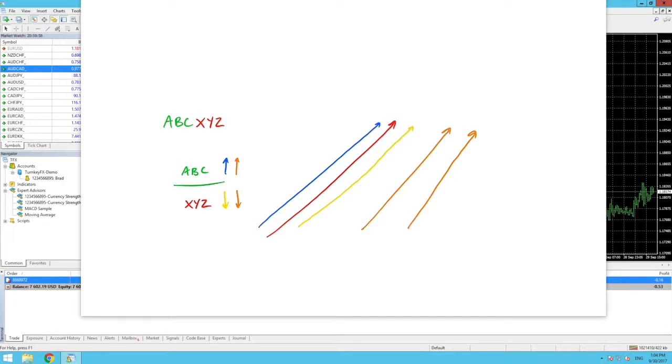So, in order to be able to accomplish this, wouldn't it be nice if we knew at any given point in time what was happening with individual currencies? Well, we are able to deduce what is happening with individual currencies using this expert advisor.